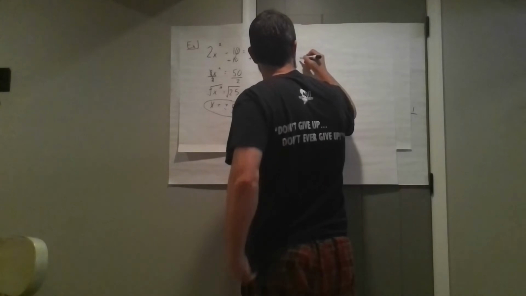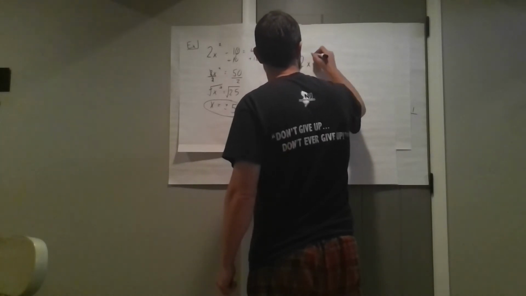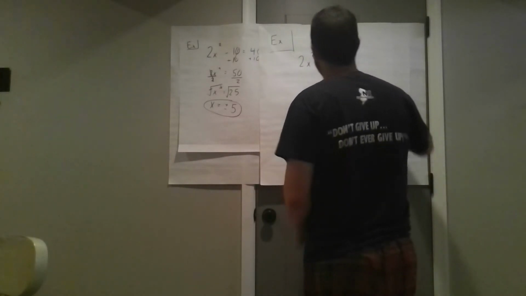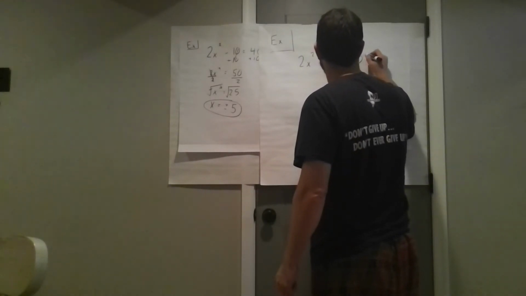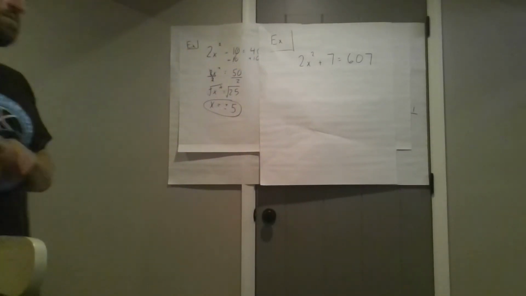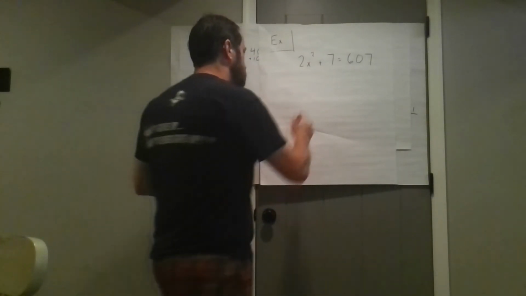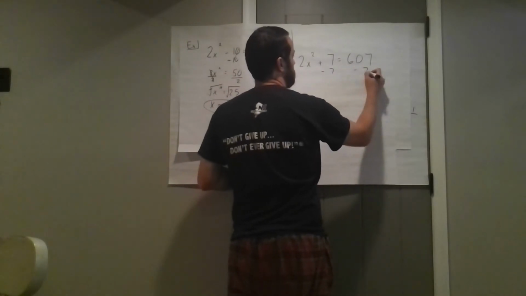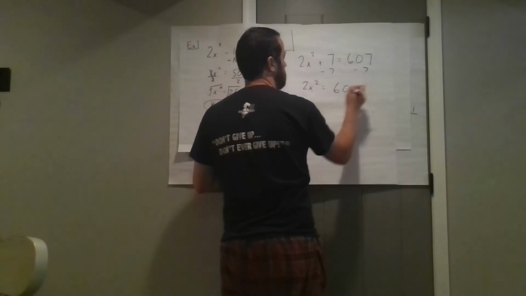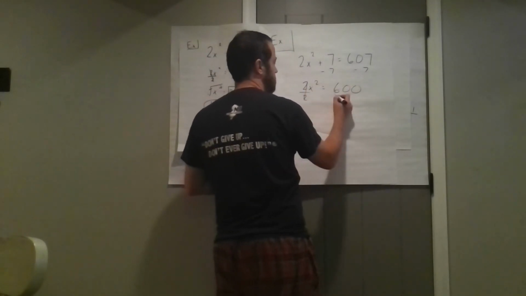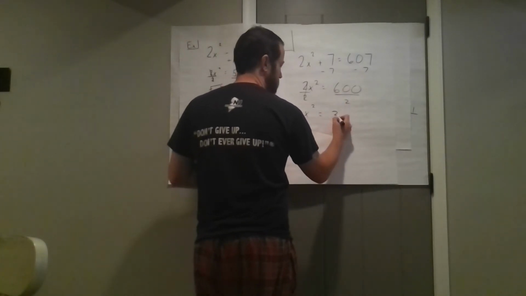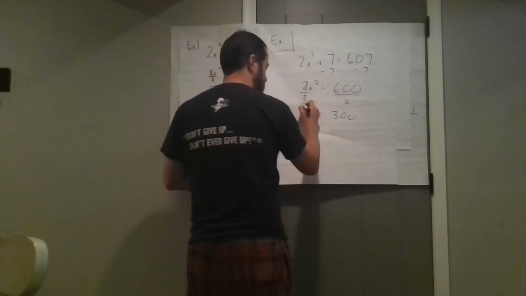Let's try 2x squared plus 7 equals 607. Whoa, big numbers. We attack this exactly the same way. We're going to subtract that 7 from both sides. 2x squared equals 600. Divide both sides by 2. 600 divided by 2 is 300.